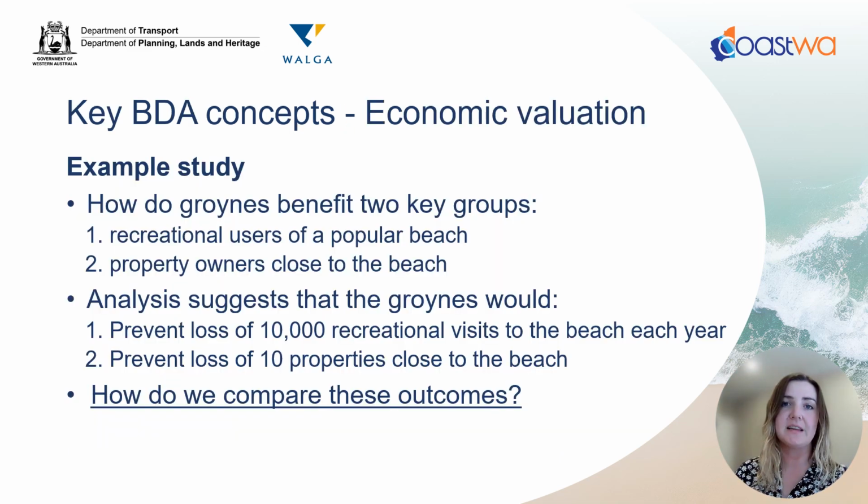Then the key question is, how do you get to those $20 million, $4 million, $2 million numbers? The key concept here is economic valuation. For example, we might have some groins that are benefiting two groups: recreational users of a popular beach and property owners close to the beach. The analysis suggests that the groins would prevent the loss of 10,000 recreational visits to the beach each year and prevent the loss of 10 properties close to the beach as well.